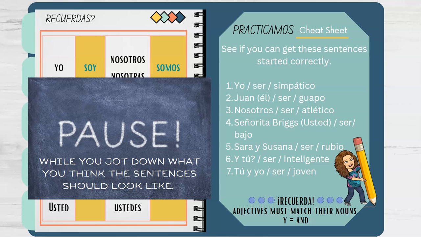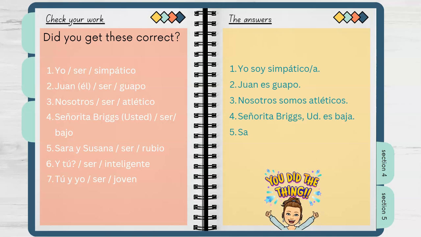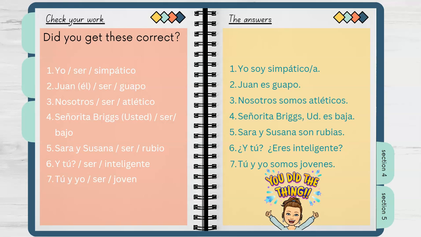All right, welcome back. Hopefully you had a second to jot down those sentences. Let's go see how you did. All right, so there are your sentences and your answers. Did you match those right? Número uno, yo should be soy. Yo soy simpático. And if you're a guy, it's going to be simpático. If you're a girl, it's simpática.